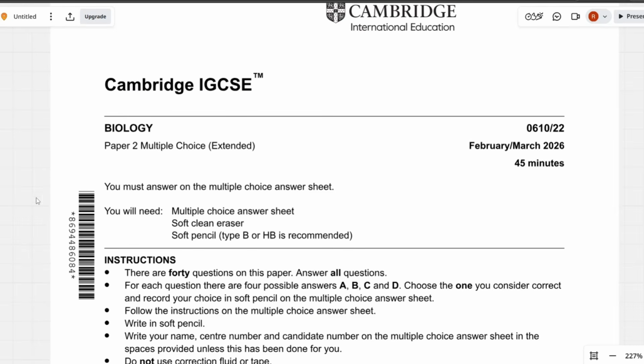Hello everyone, today we're going to be solving the latest paper as of today's date, which is March 2026. This paper does not have a mark scheme, so I'll be solving all the questions and I'll be explaining why each answer is the way it is.